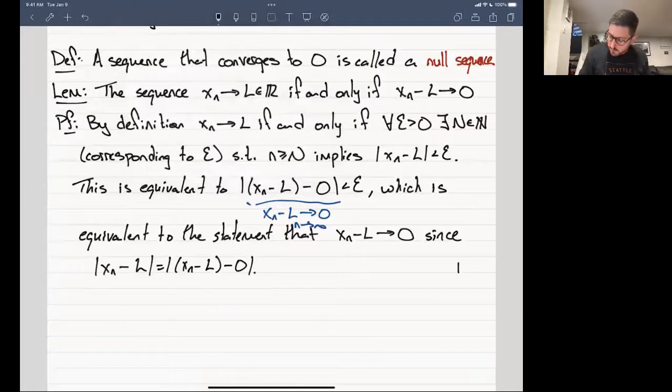Boom. Nothing needs to really be done here, right? It's once you actually start writing it down that you realize this is quite trivial. Okay, so that's one little piece. It says if I have a sequence converging to a limit, then if I subtract the limit from every single element in the sequence, this is actually going to now converge to 0. It'll be a null sequence.